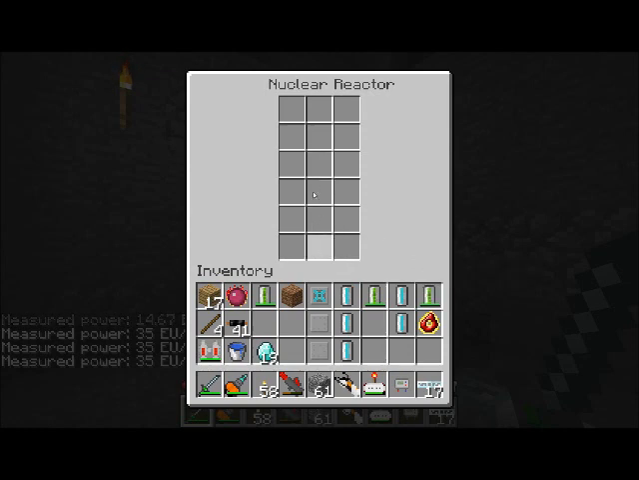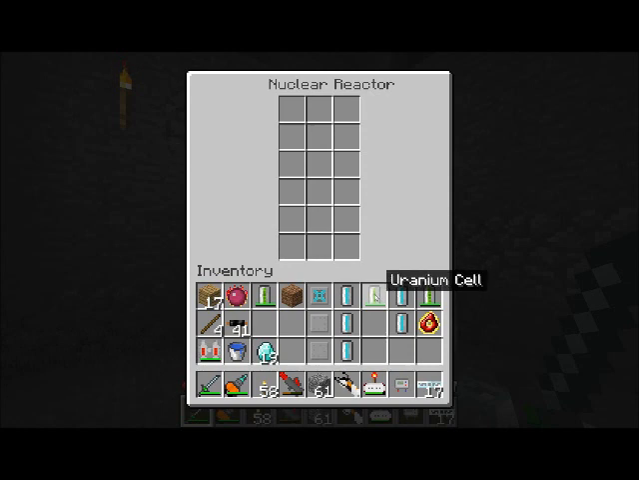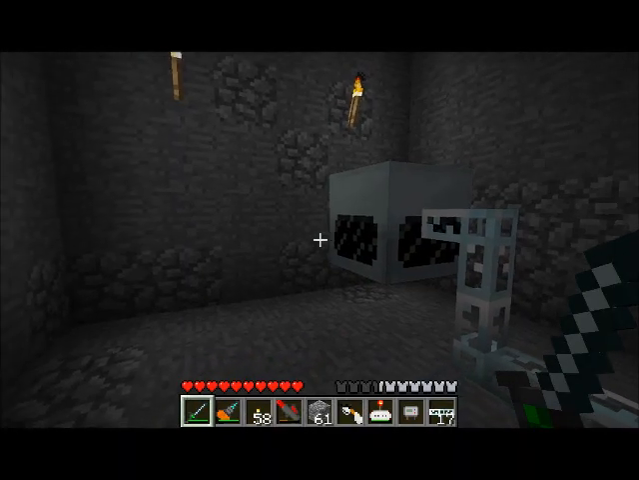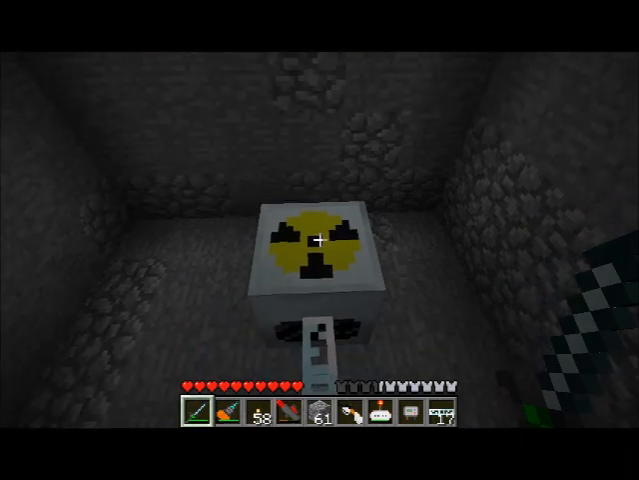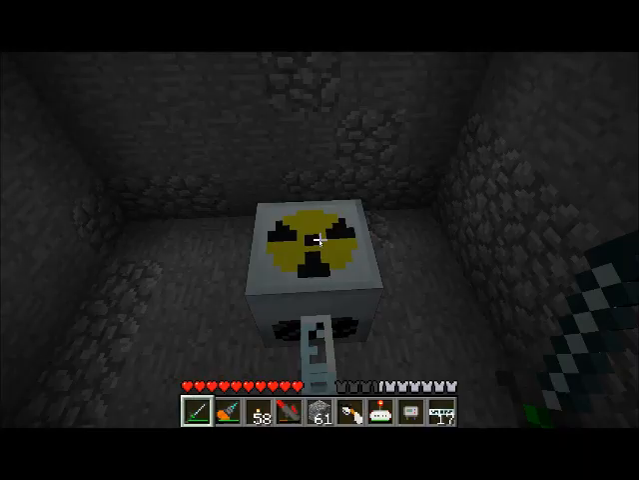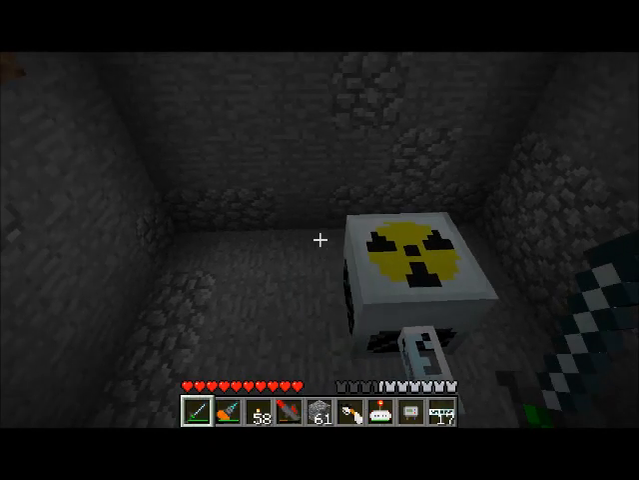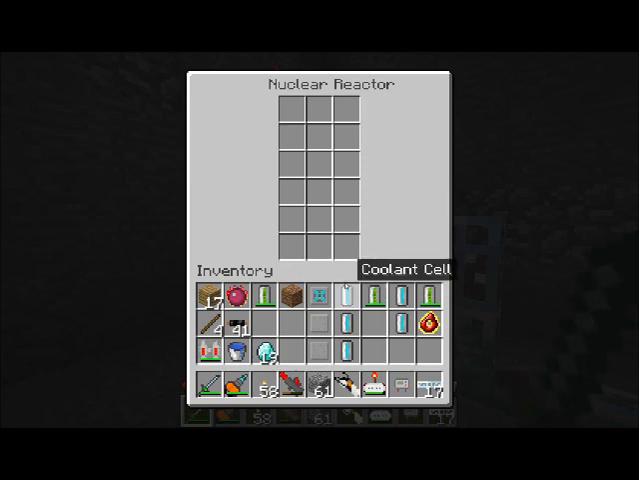You notice how quickly I took them out of the reactor. What happens is, as fuel cells are sitting in there, they're producing heat along with energy. Heat builds up in the nuclear reactor, and it starts to cause bad things to happen. It creates lava, it creates fire, and then eventually the thing explodes. Very, very big explosion. To reduce the chance of there being an explosion, you use coolant cells.